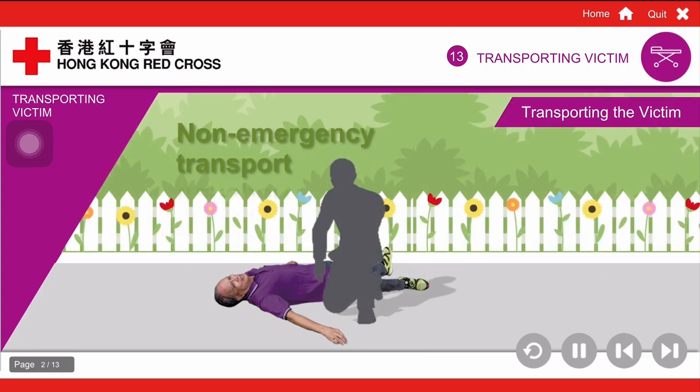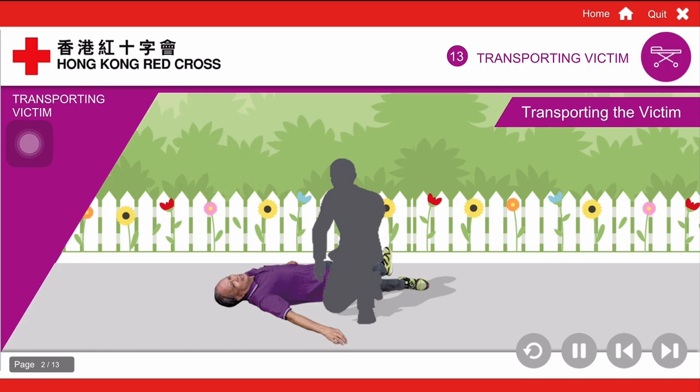Non-emergency transport refers to the case in which first aid can be performed at the scene, as it is confirmed safe to do so. After that, the victim is moved to a more comfortable place for further care, such as a first aid station or ambulance.